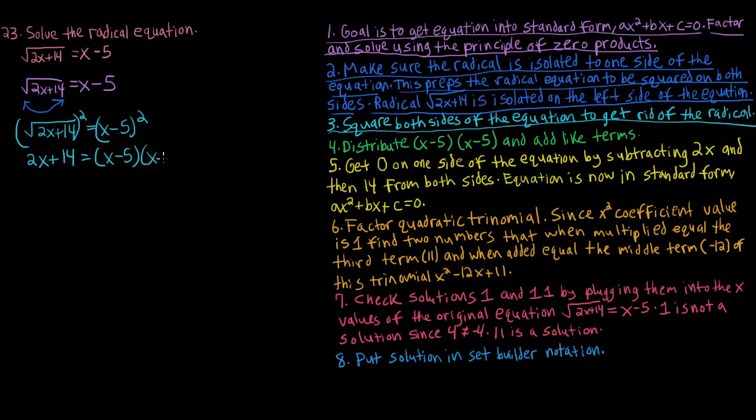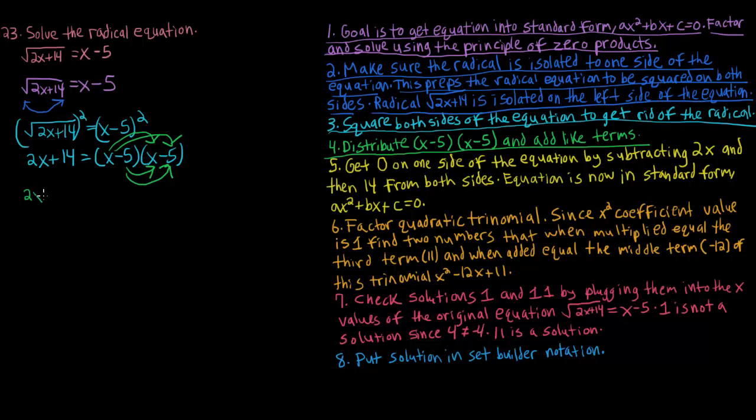Now for step 4, we want to go ahead and distribute x minus 5 times x minus 5 and then add like terms. You can go ahead and distribute each of these terms, but I actually know a shortcut to distribute two binomials multiplied by itself.